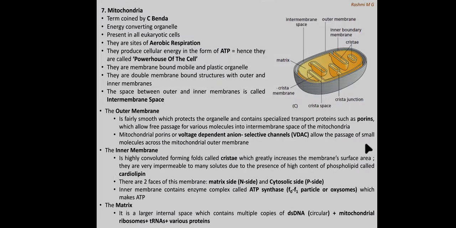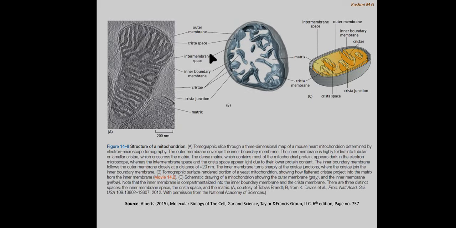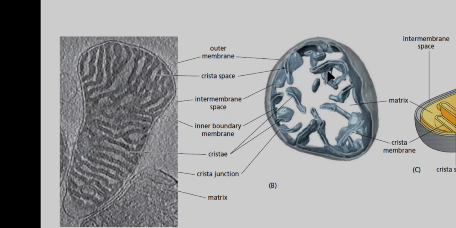So this is what I explained right now. This is the image. See, outer membrane, cristae space, intermembrane space, inner boundary membrane. There is cristae involution or convolution of foldings, cristae junction, the matrix, inner matrix.